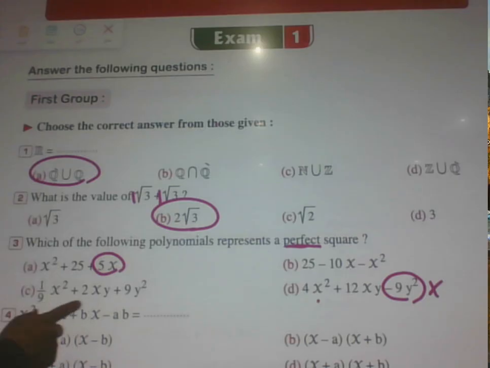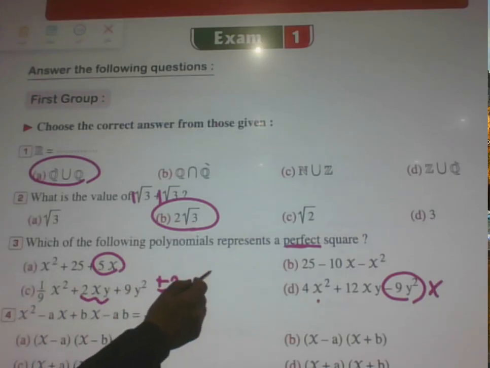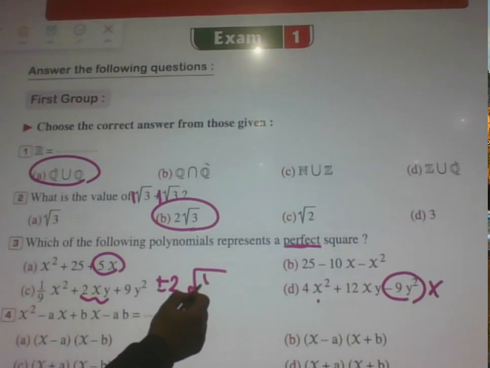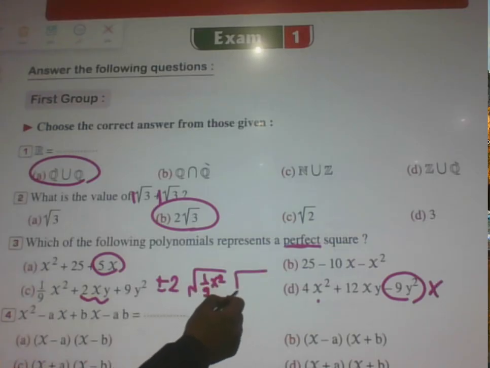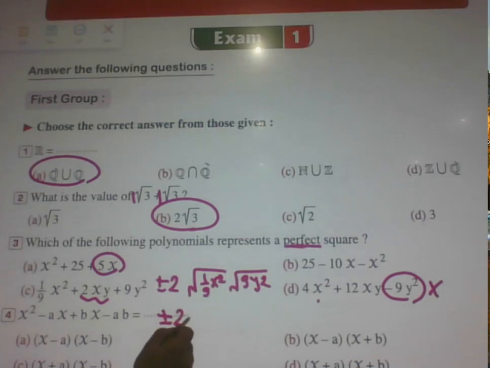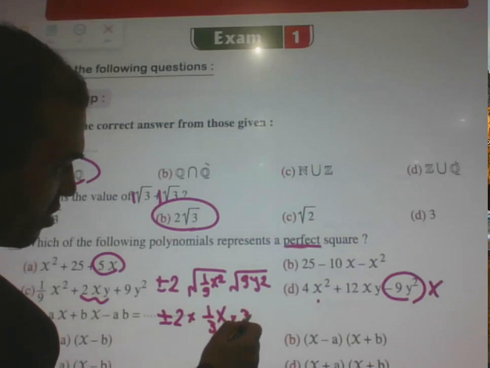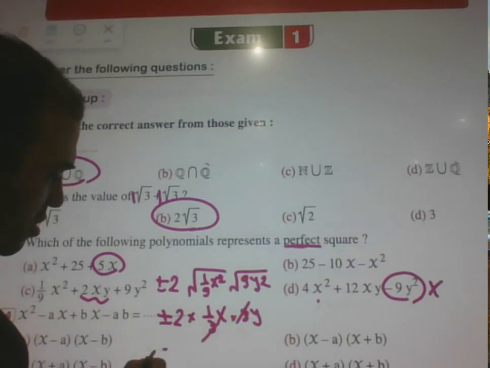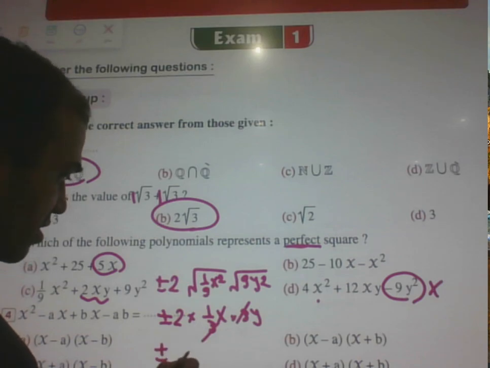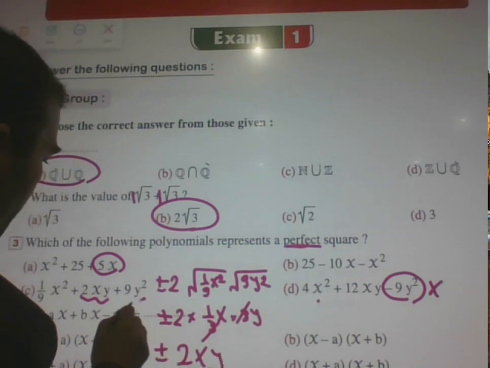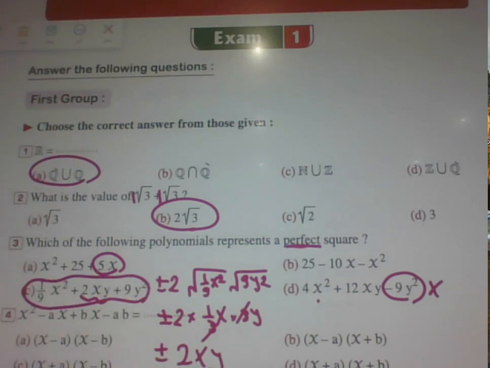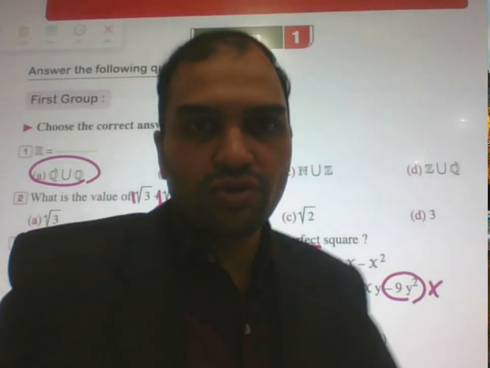And what about this expression? We can write the middle term equals positive or negative 2 product by square root of the first, 9x power 2, product by square root of 9y power 2. And then it will be positive or negative 2 product by 3x product by 3y. We can multiply this together, the result will be positive or negative 2 product by x by 1. Then we choose the C because this expression we call it perfect square.